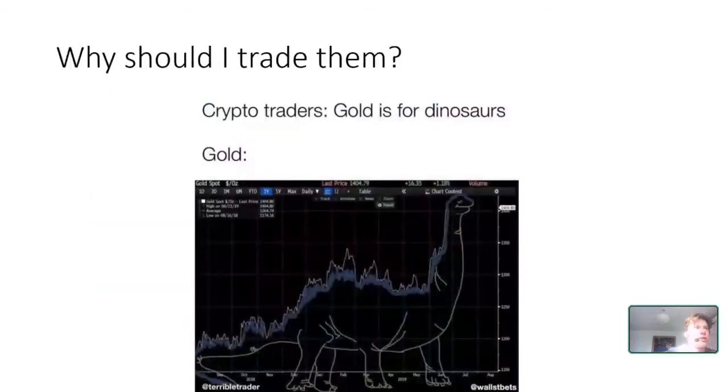So why should I trade them? Well, gold may be for dinosaurs, but there's a reason it's for dinosaurs, and that's because it's been around for so long. So I'll list a few reasons here. You can't go wrong with diversification. It's the number one reason. You want to be able to trade as many asset types as possible. You want to be able to trade commodities, options and futures, crypto, stocks, whatever you want to trade. It's good to have a really diverse range. So that's reason number one.